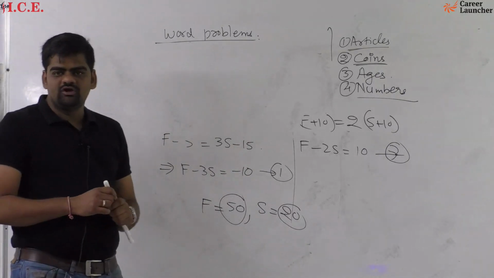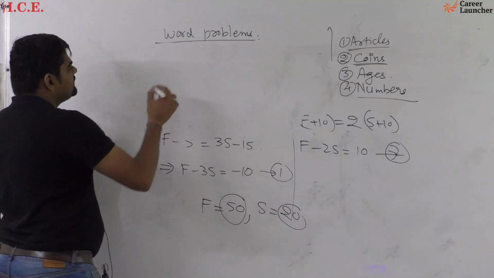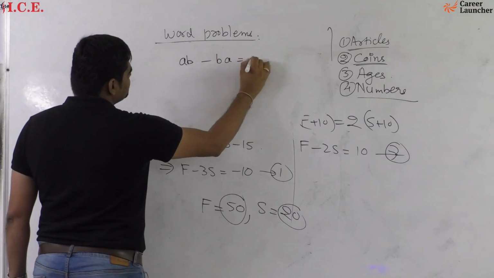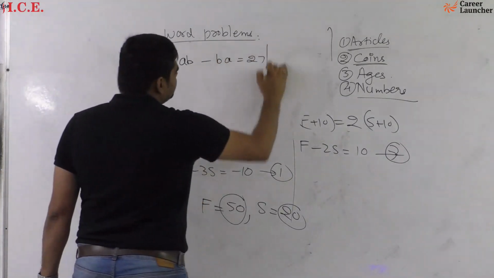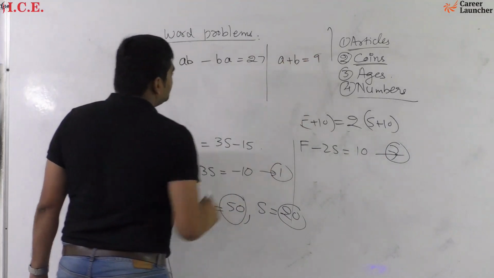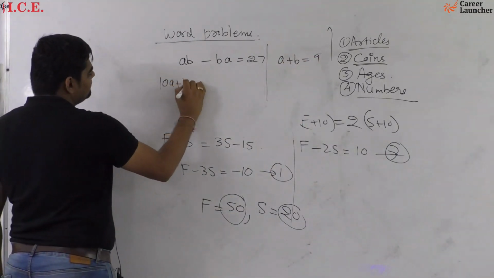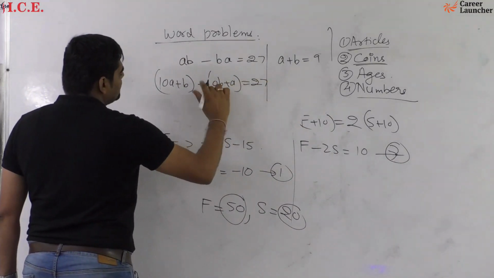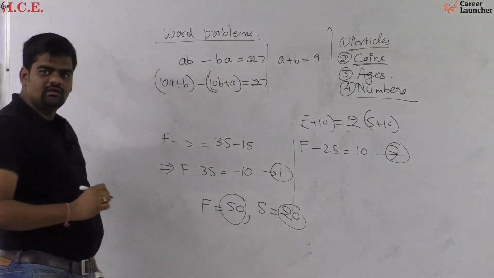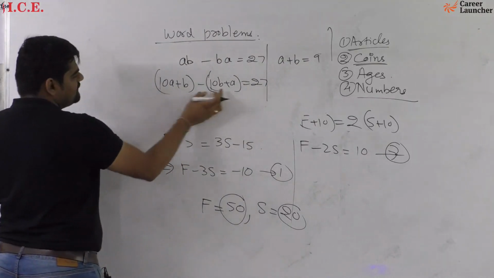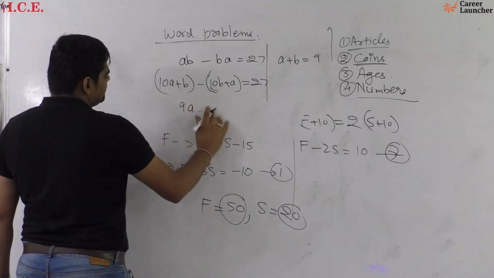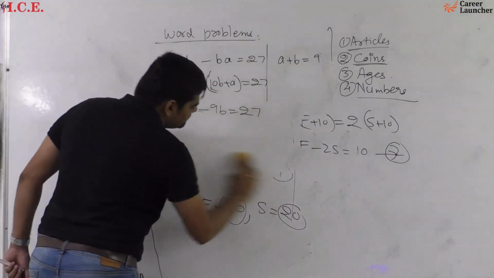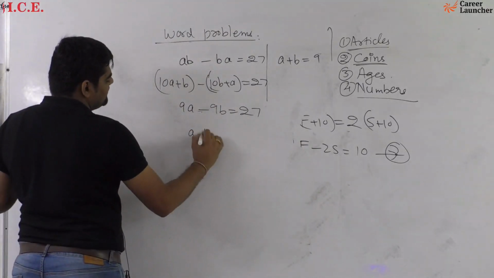Okay, so I hope you would have got the equations now. He's saying a two-digit number, let's say AB. It is given that AB minus BA is equal to 27, and we also know that A plus B is equal to 9. Now AB is nothing but 10A plus B, and BA is 10B plus A, and this is equal to 27. If you simplify, 10A minus A becomes 9A, minus 9B is equal to 27, so A minus B will be equal to 3.